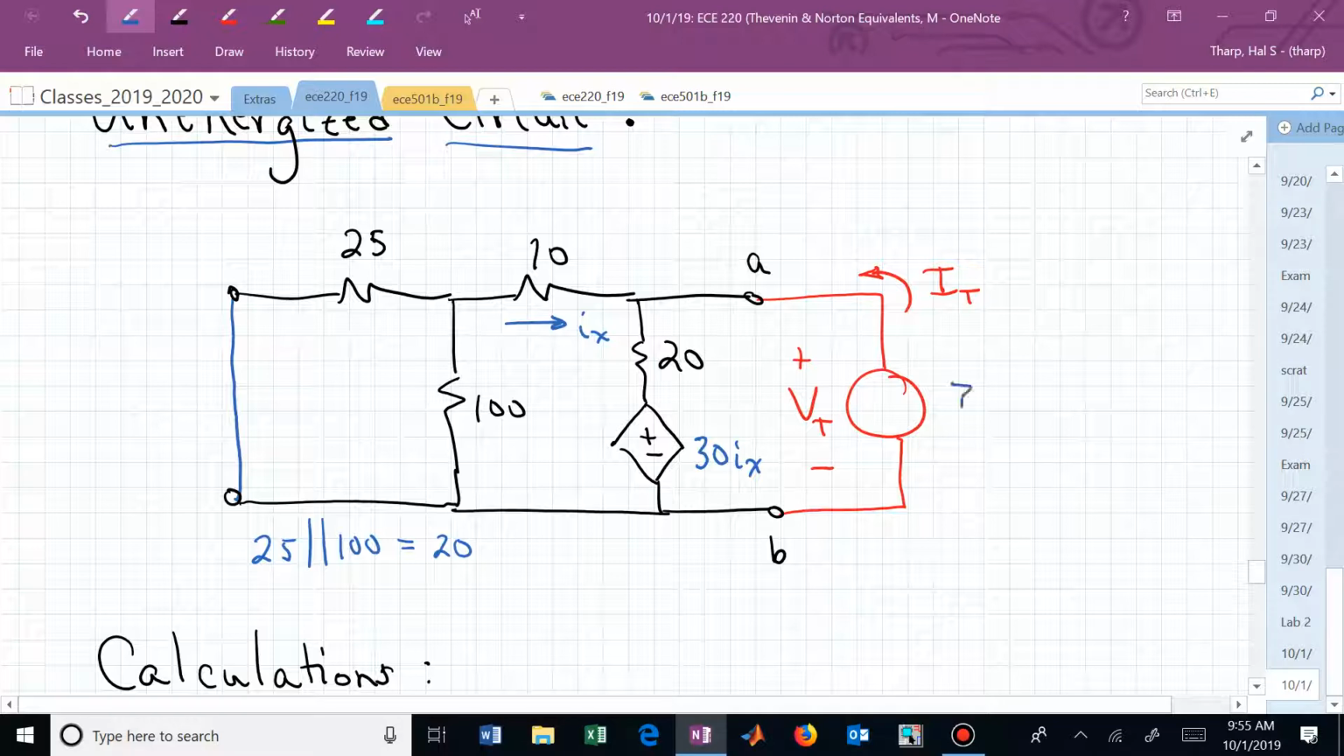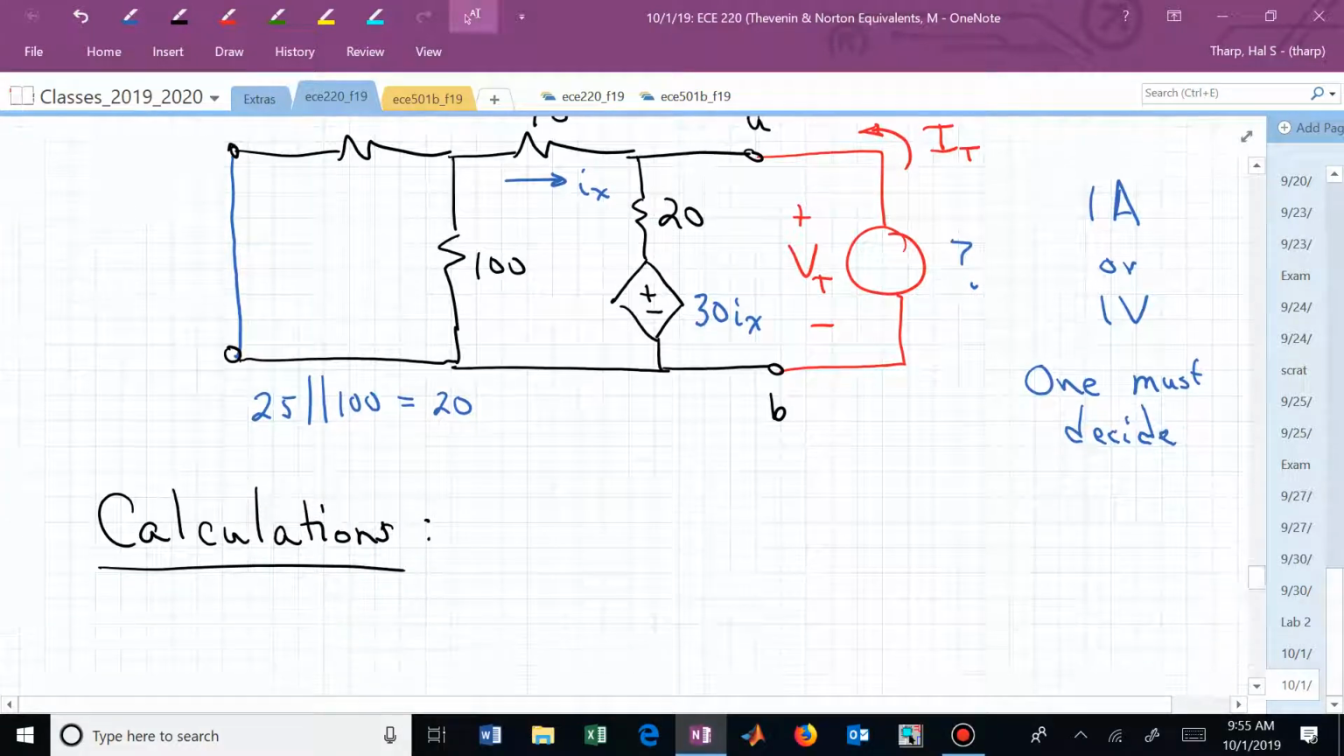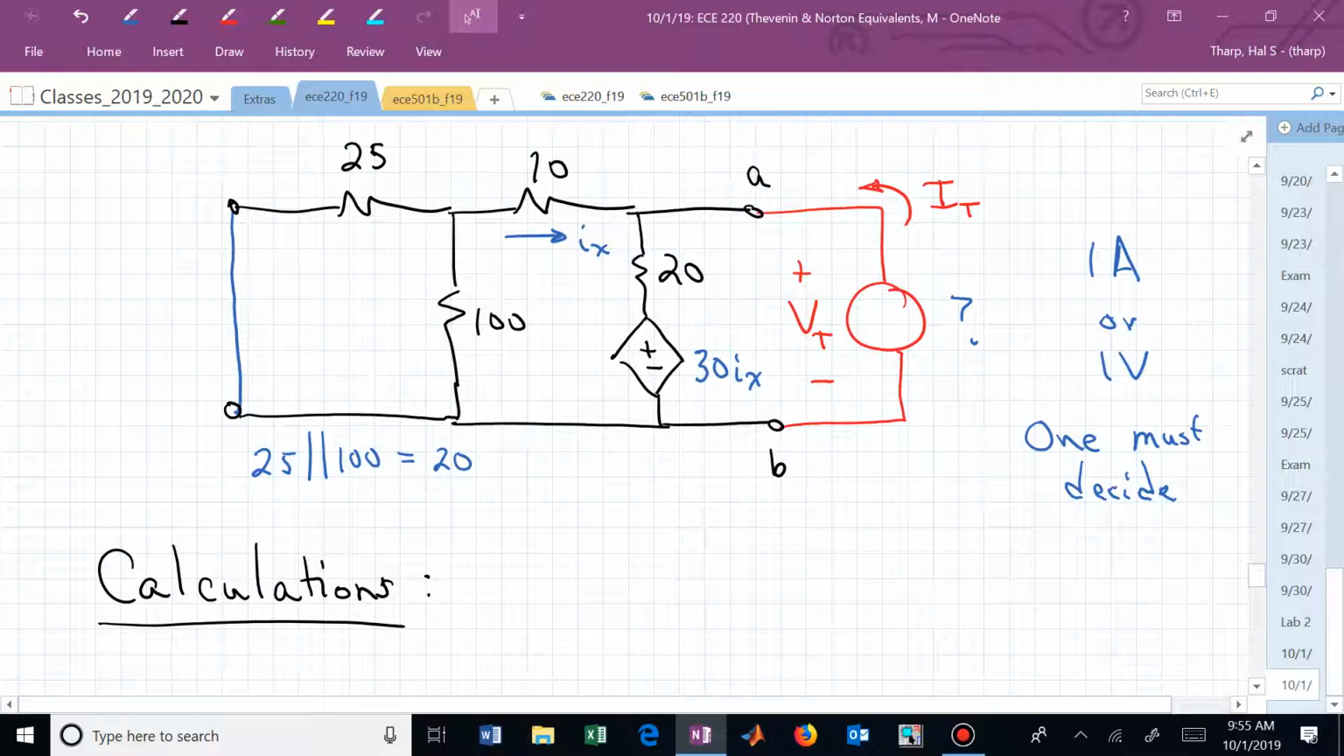What we haven't yet decided is what we want to do over here. What do we want to put inside the source? A current or a voltage? We can either apply a 1 amp or a 1 volt test source, and that's the decision that you have to make. But before we go there, let me just remind you what this test source is, or does this even make sense? Or have we seen this before?